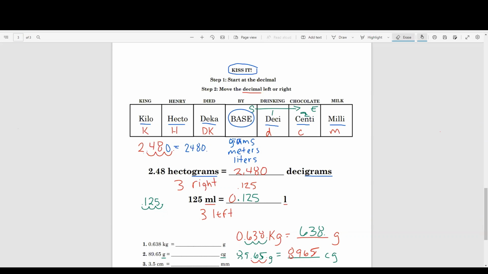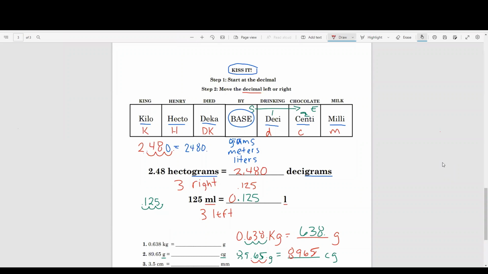So when you guys see these types of questions and we have units that are similar, base units like 2.48 hectograms to decigrams, these grams let me know I'm doing a conversion within a system. So this particular strategy works for conversions within a system. If I go from kilograms to decagrams or hectoliters to milliliters, you see how they have that word in common? That's a conversion within a system, and that's what this strategy is working for.